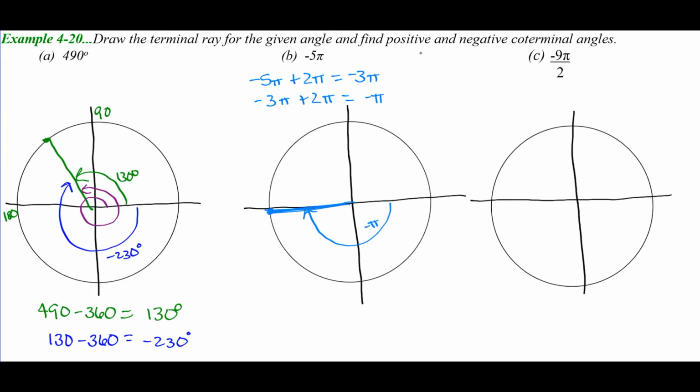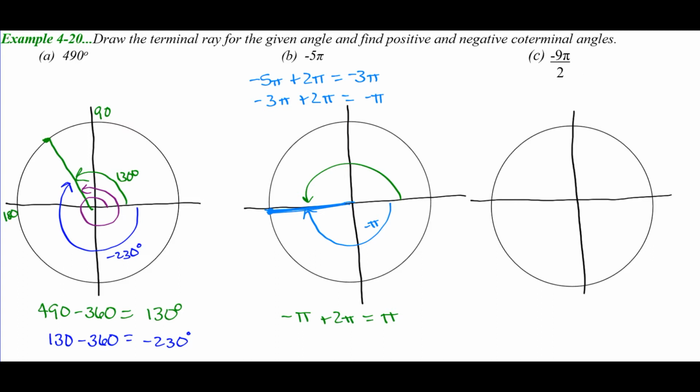So I need a positive rotation, so we're going to just keep going here, and I'm going to take that negative pi plus 2 pi again, and that's going to give me a positive pi, which would be this rotation here. So negative 5 pi, negative 3 pi, negative pi, and positive pi are all coterminal. We just had to keep going so that we could actually get that positive value.